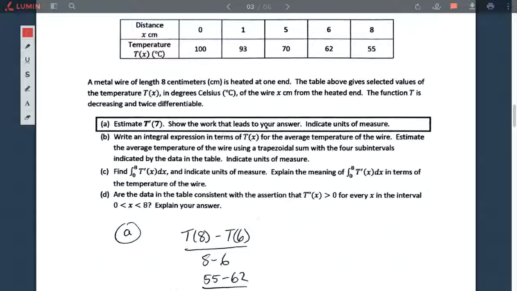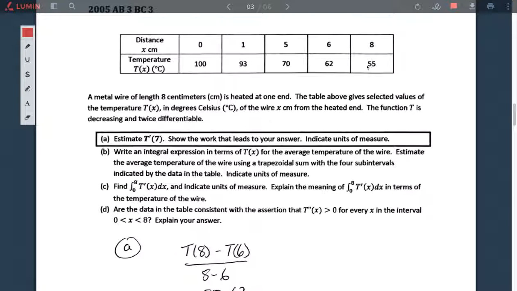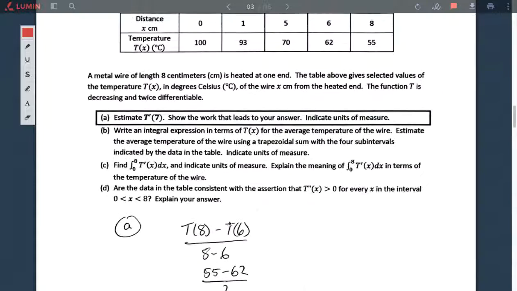Estimate T prime of 7. So 7 is right here. Again, we have no choice but to use 8 and 6. So I'm going to use AROC using 8 and 6. So that's 55 and 62. So 55 minus 62 over 2. So that's going to be negative 7 over 2.